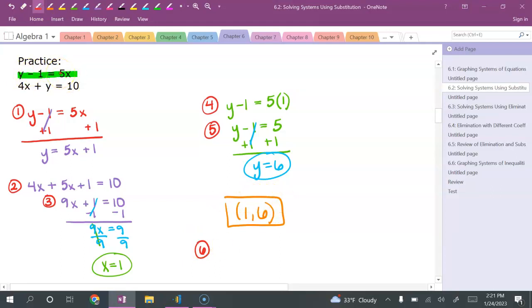top equation there. We would have 6 minus 1, because we said y was 6, equals 5 times 1. And I get 5 equals 5. So it does check out.